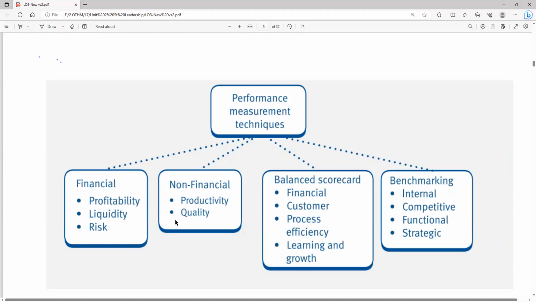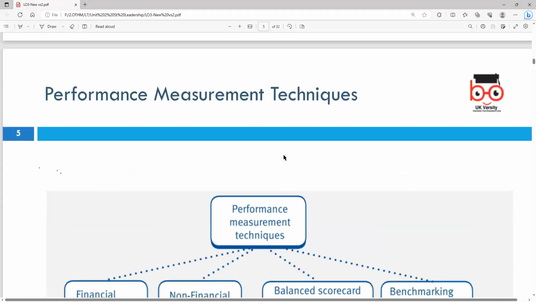We can use non-financial measurement techniques like productivity and quality measurement techniques. You can use balanced scorecards, for example, customer feedback. We can use financial and non-financial measures in the sense of learning and growth. We can use benchmarking techniques, internal functional benchmarking or strategic benchmarking. So there are many, many different techniques for performance measurement.